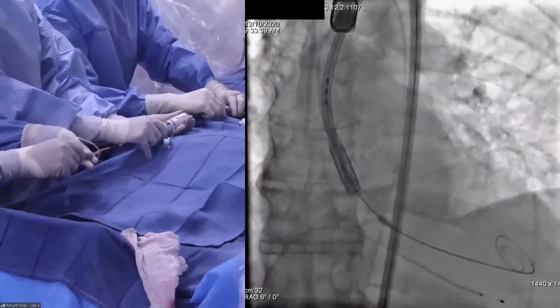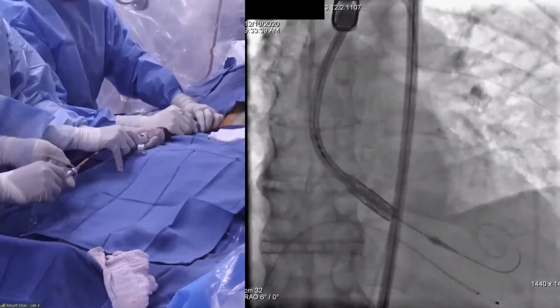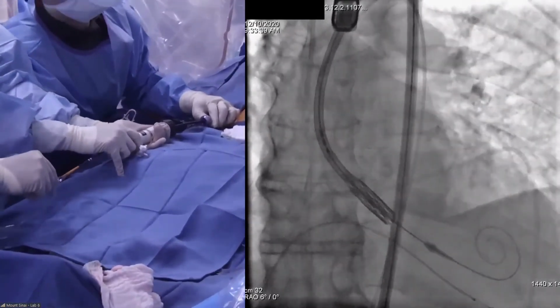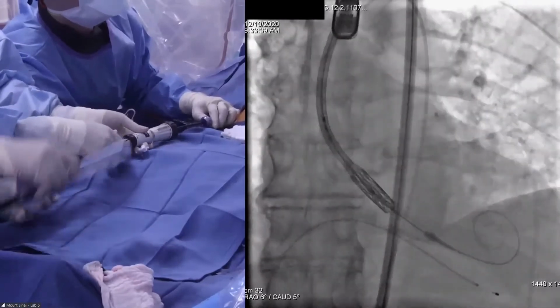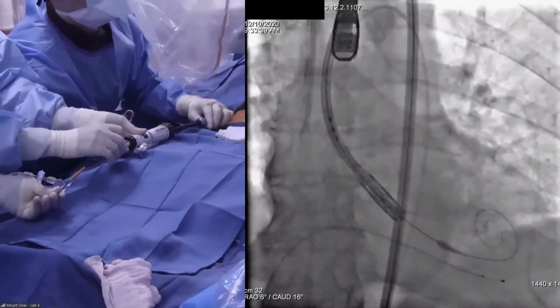Okay, we're going to cross the valve. And Gilbert is telling the next. It's important to tell the anesthetist you're crossing the valve. Please show the fluoro. The fluoro is there, on the right side? Yes. And now what I did is I unflexed a little bit.